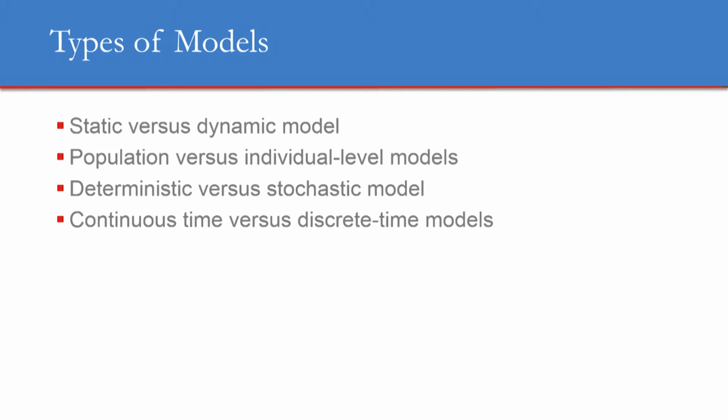Models may also be described as continuous or discrete time models. As the name implies, in continuous time models, time advances continuously, and different events can happen at any time, such as progression of disease or death. In contrast, in discrete time models, time advances in discrete steps called cycles. Any events of interest can only happen either at the beginning or at the end of the time period.